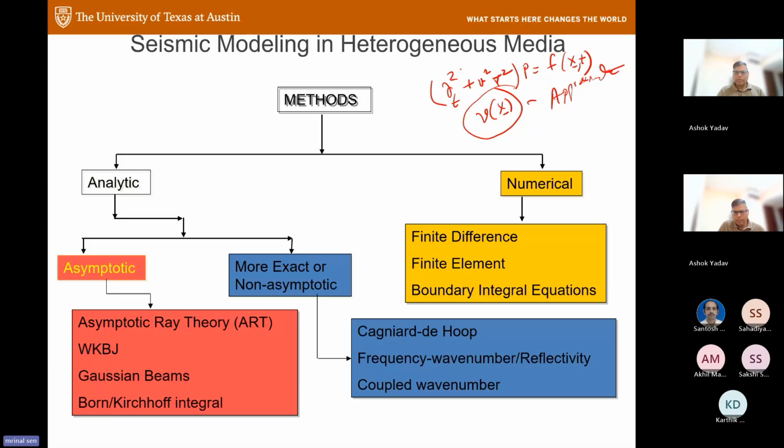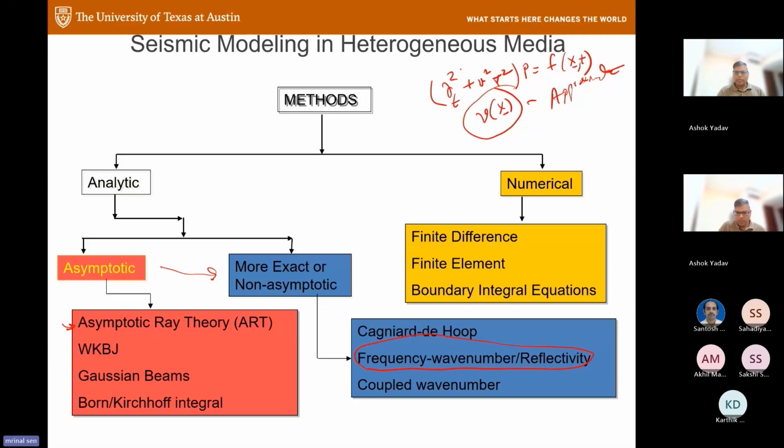If you want analytic solutions, for the approximate solution we have ray theory, then some variants of ray theory like WKBJ, Gaussian beams, Born, and so on. And then there's a bit more accurate category, called more exact. And here we have the reflectivity method.